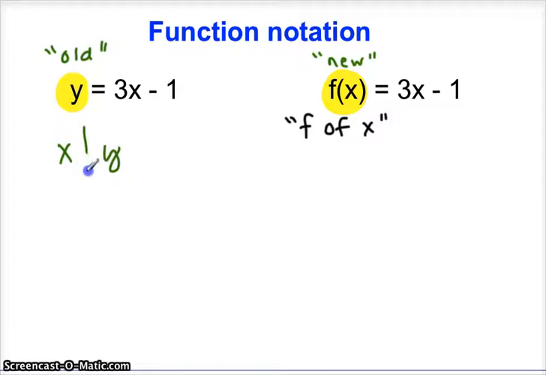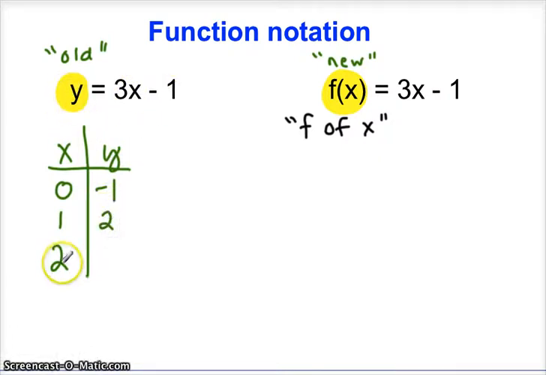So if I gave you a table before, just like we did on the previous example, and told you to plug in these three numbers, you would know what to do. You plug 0 in for x, and you get negative 1, so y would be negative 1. If you plugged in 1, you get 3 minus 1, 2, so y would be 2. If you plugged in 2, 3 times 2 is 6, minus 1 you get 5, so y is 5.